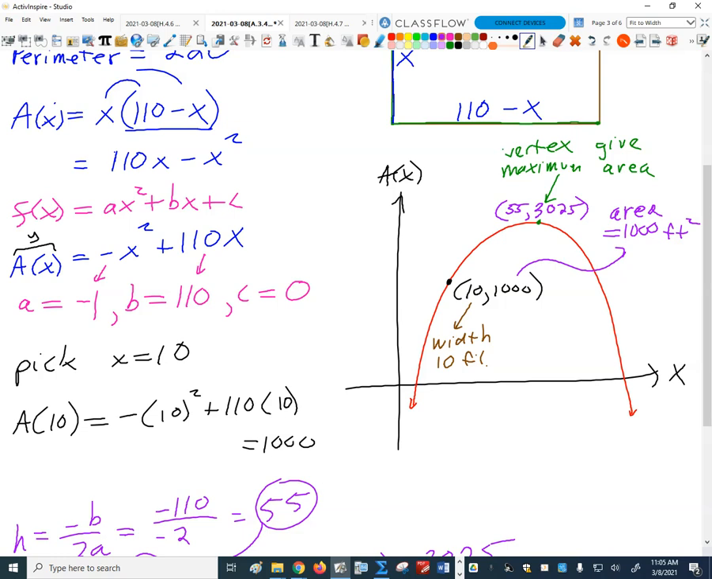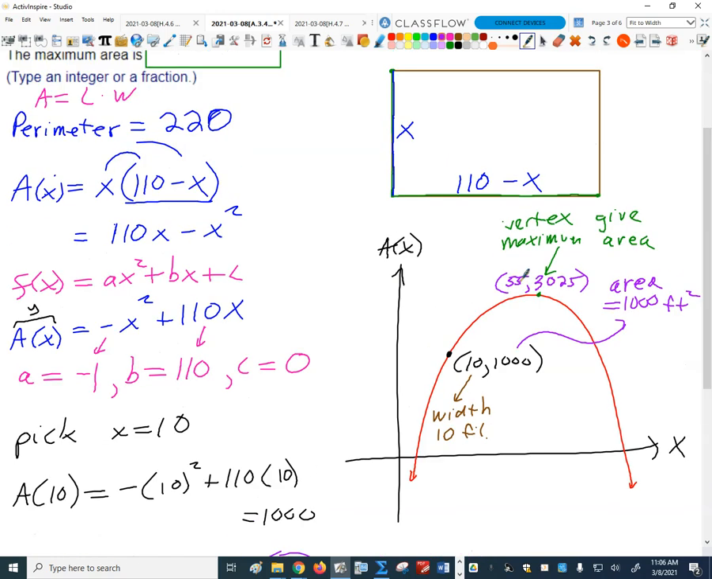So we found the coordinates of the vertex. Now, how do we interpret that? What does the 55 mean? Well, 55 is a value of x, right? Everybody agree this is the x-axis, and so this is a value of x. Looking at our picture up here, x is the width. So what's that 55 mean? It means that the width equals 55 feet.